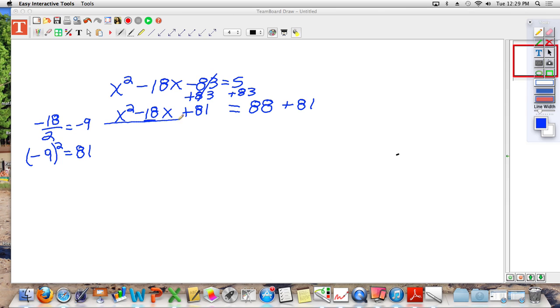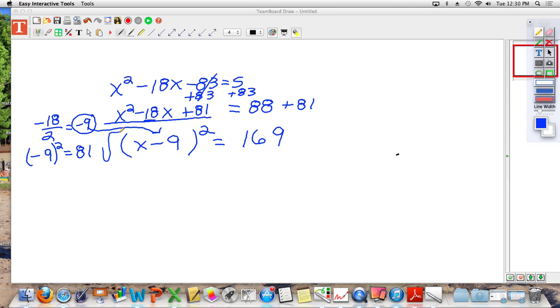So these three terms create some quantity squared. Notice the squared goes outside of the parentheses. So this number right here is the number that goes inside the parentheses next to your x. So we have x minus 9 squared equals 88 plus 81, I believe, is 169. And if I asked you the vertex right now, you would tell me 9, negative 169, but I am not asking you for the vertex. I am asking you to solve it. So what is the next step?